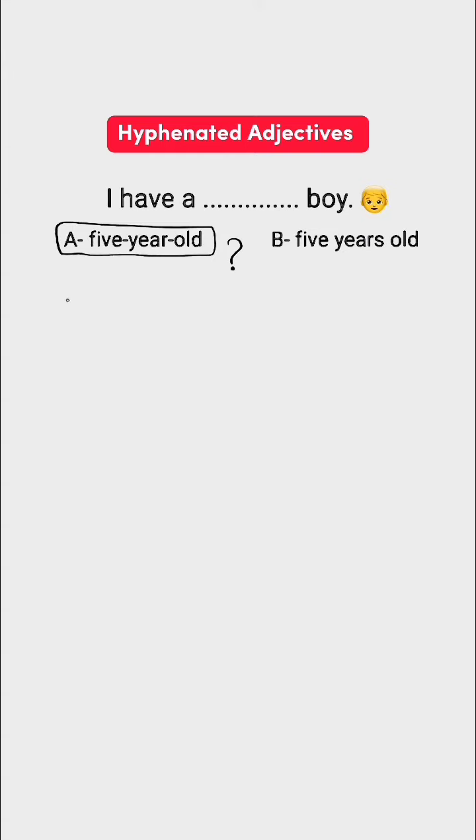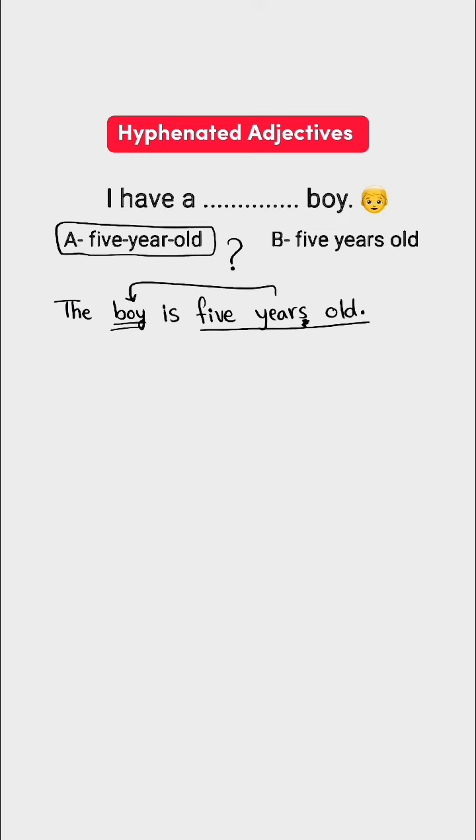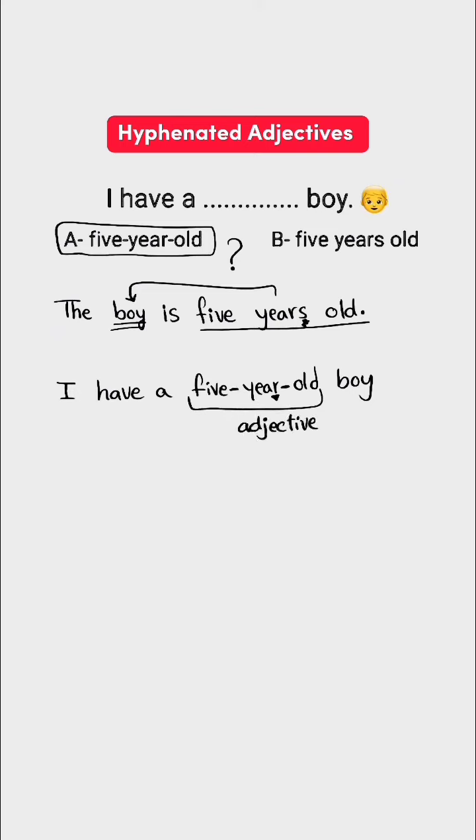Want to know why? Well, the normal sentence is the boy is 5 years old. 5 years old with S in years. This phrase describes the boy, and the boy comes first in the sentence. But when you say, I have a 5-year-old boy, here we have year without S, and we put hyphens to connect the words to make them only one word. And this one word is an adjective that describes the boy. And the boy here comes after the adjective.